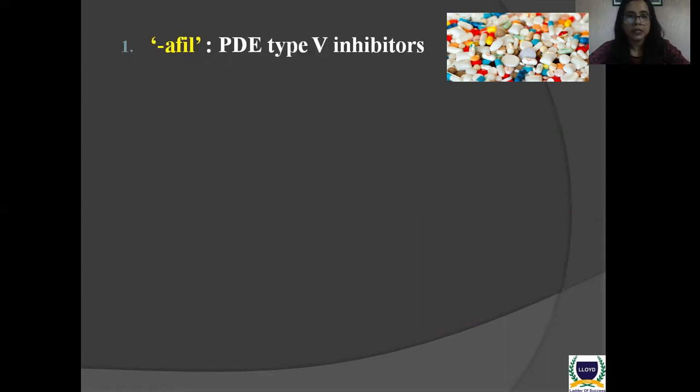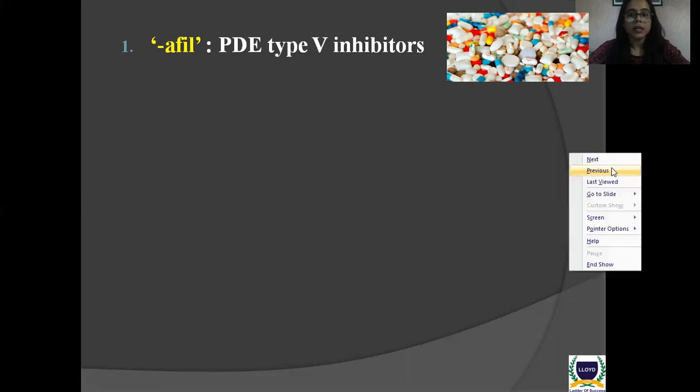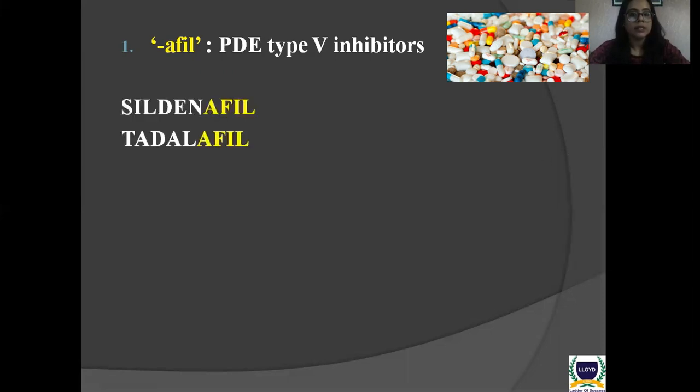Afil indicates they are PDE type 5 inhibitors. PDE type 5 inhibitors are what? That is, phosphodiesterase type 5 inhibitors. The drugs include sildenafil and tadalafil, all ending with the same suffix, afil, which indicates these are PDE type 5 inhibitors.